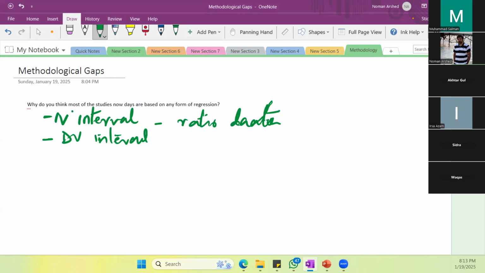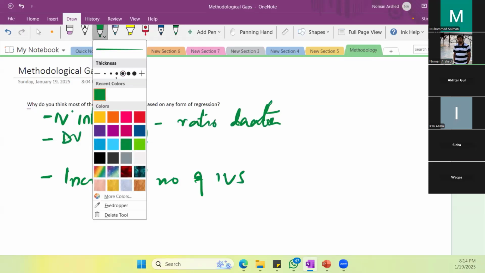The second reason is that we have an increased number of IVs. Independent variables have increased. Initially, when people used ANOVA, it was mostly one variable or two variables. And now there are more variables available.